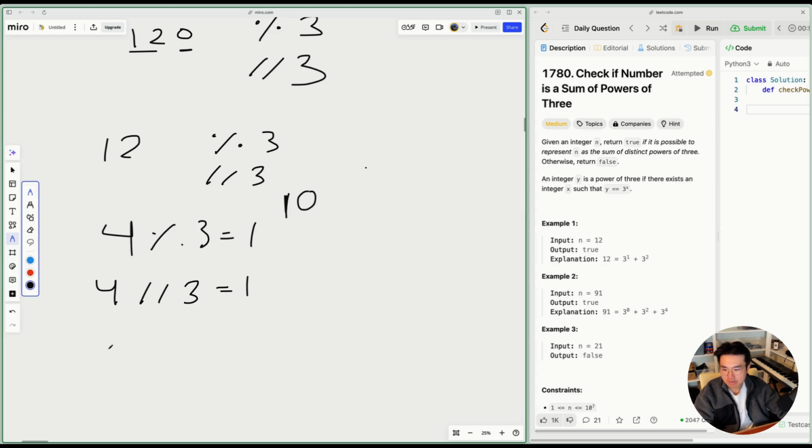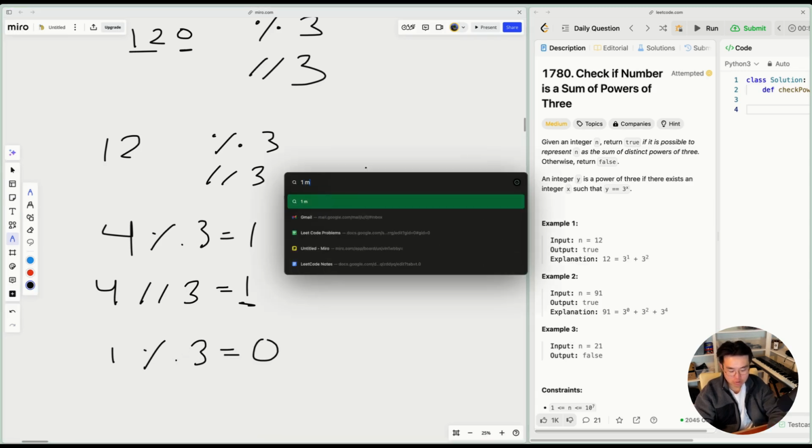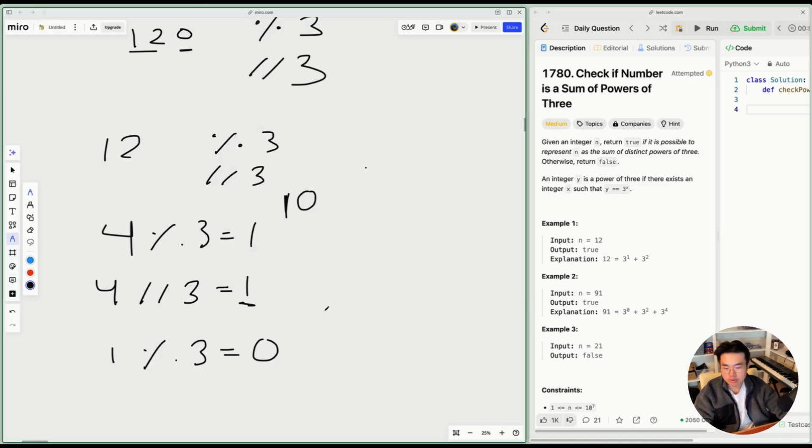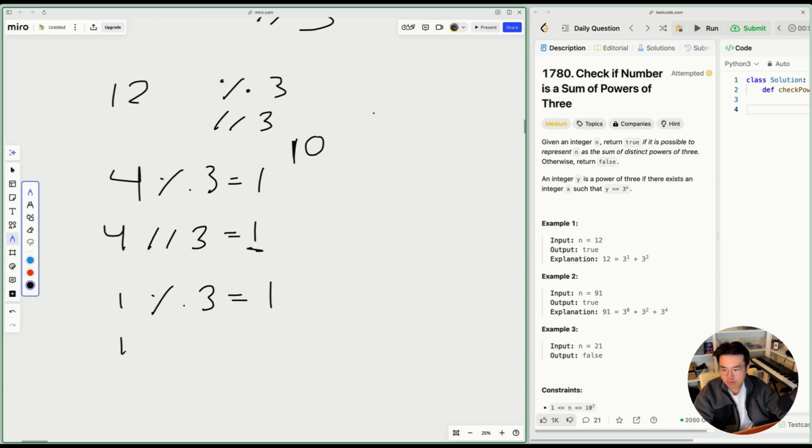Cool, and then we're almost done. Now we take this 1 right here and do mod 3 again. 1 mod 3 is 1. And then when we do 1 divided by 3, now we get a 0. And then I think we're done here.